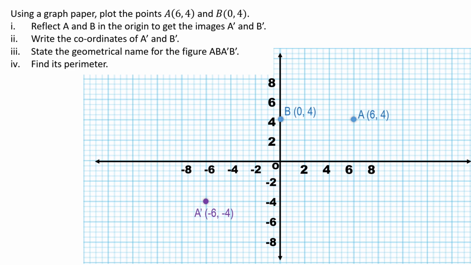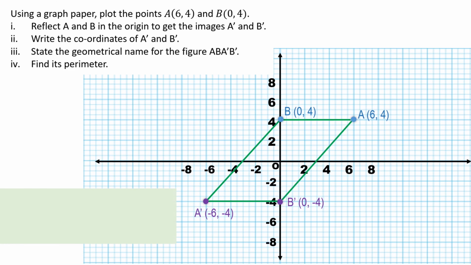So A dash will be negative 6, negative 4. Same way, reflecting B in the origin will give us B dash with the coordinates 0, negative 4. Now we need to join A, B, A dash and B dash. So for the first answer, we got the images on the graph.